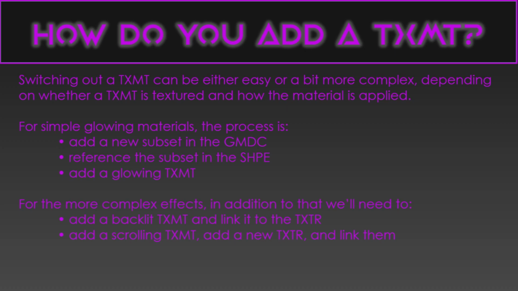Switching out a TXMT can be either easy or a bit more complex depending on whether a TXMT is textured and how the material is applied. For a simple glowing material, the process is add a new subset in the GMDC, reference a subset in the SHPE, and add a glowing TXMT. For a more complex effect that includes a texture, in addition to that, you would need to add a backlit TXMT and link it to the TXTR, or add a scrolling TXMT, add the new TXTR, and then link them. And we're going to do all of those, plus a cool tiled effect.